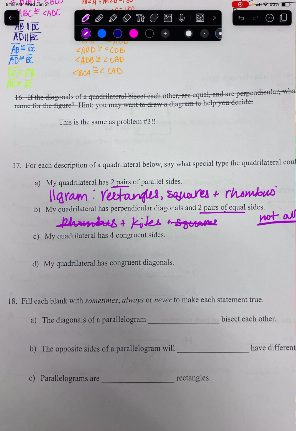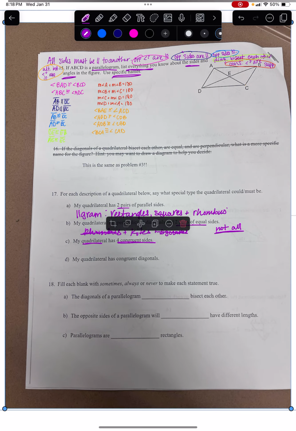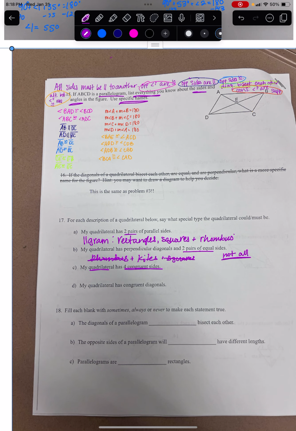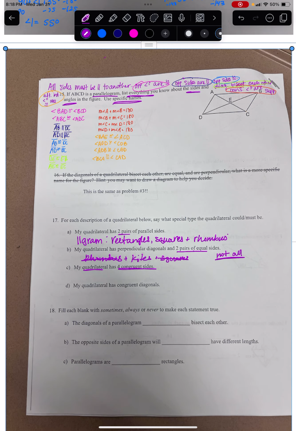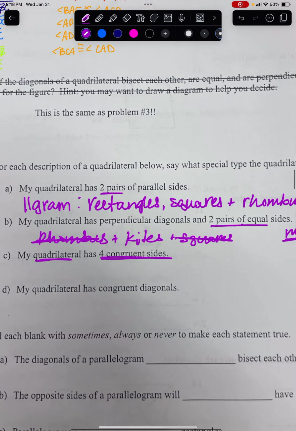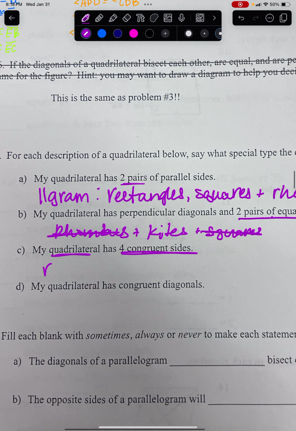And then my quadrilateral has four congruent sides. Well, we just mentioned that a rhombus and square do not fit B because they have all congruent sides. So by that process of elimination, we answered this one.